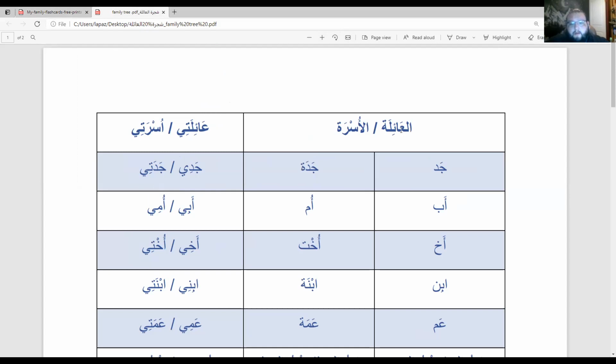عائلتي. So in Arabic, family can be العائلة أو الأسرة. Both of them have the same meaning, so they both mean family. الأسرة أو العائلة. I heard أسرة before. Yes, الأسرة. Yes, we use أسرة more than العائلة.